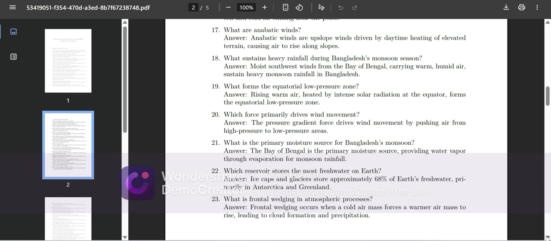What sustains heavy rainfall during Bangladesh's monsoon season? Moist southeast winds from the Bay of Bengal, carrying warm, humid air, sustain heavy monsoon rainfall in Bangladesh.